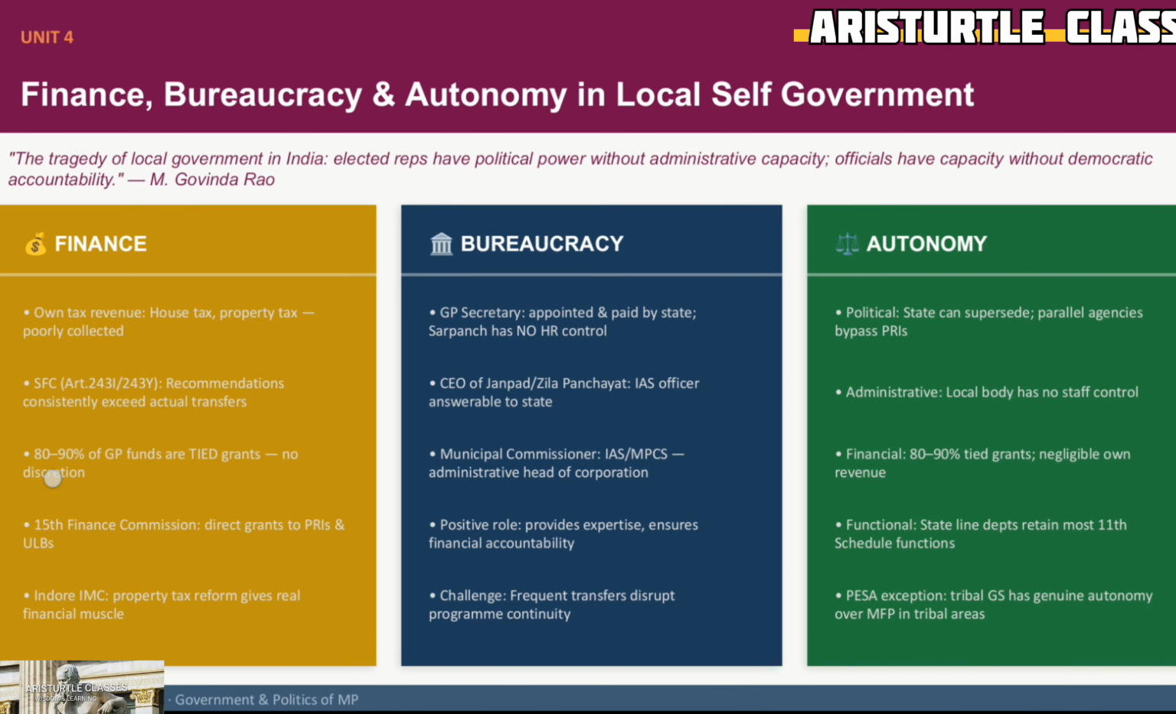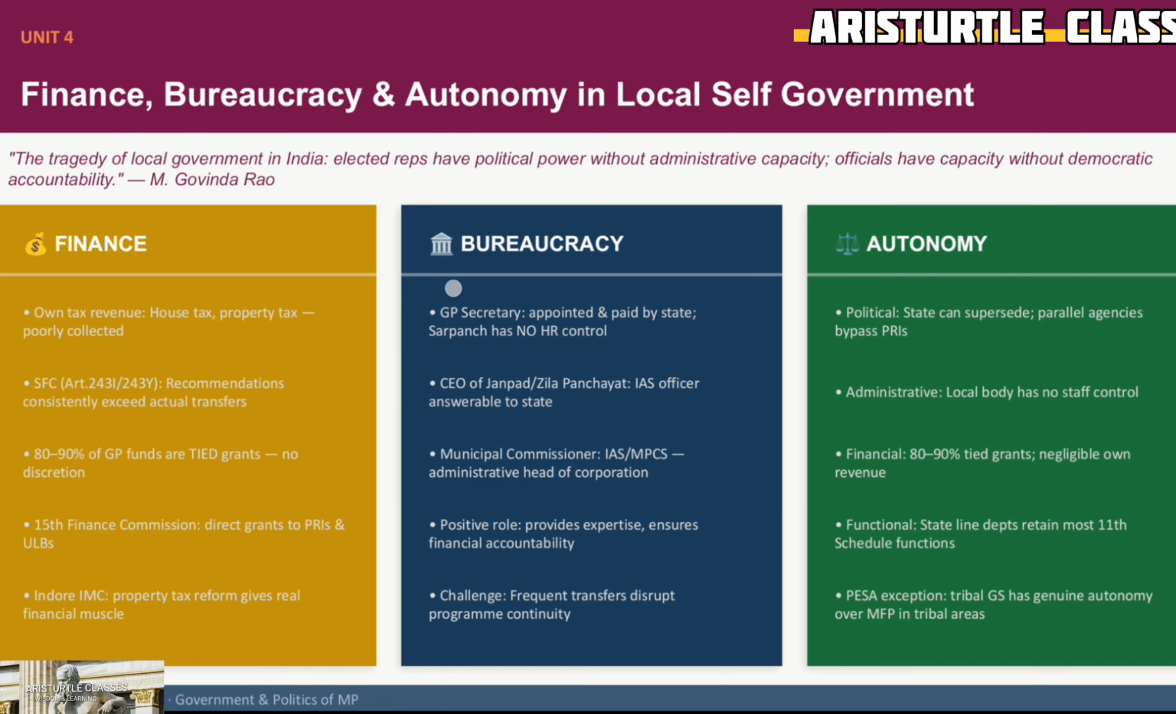The 15th Finance Commission, which is the NK Singh Commission, has directed that PRIs and ULBs, Panchayat Raj institutions and urban local bodies, should get direct grants for development, because they are the fundamental units of development. So they must get the direct funds. We have Indore Municipal Corporation, which collects the property tax, and we know the good sanitation model of Indore. Indore is known for its sanitation and swachhata. So it is doing very well.